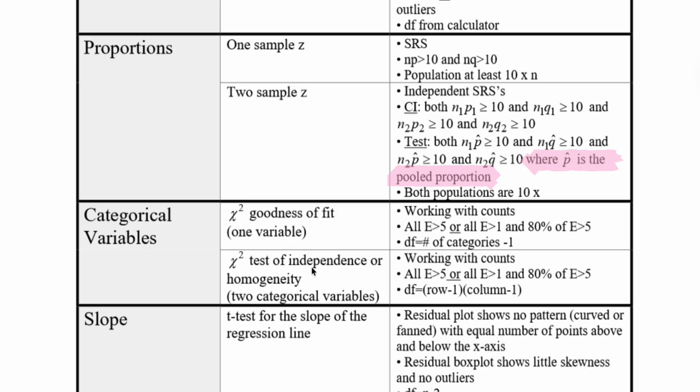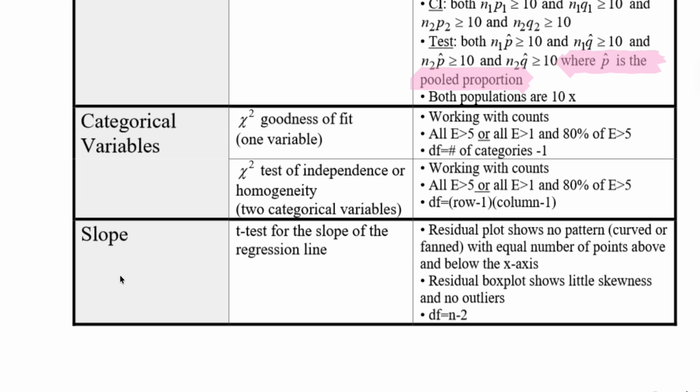For test of independence or homogeneity, we have two categorical variables. We're working with counts. All E should be greater than 5, or all E greater than 1 and 80% of E greater than 5. Degrees of freedom is row minus 1 times column minus 1.